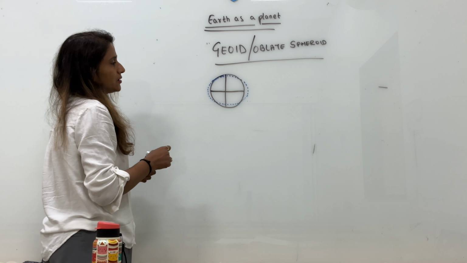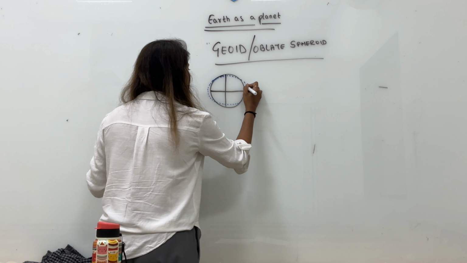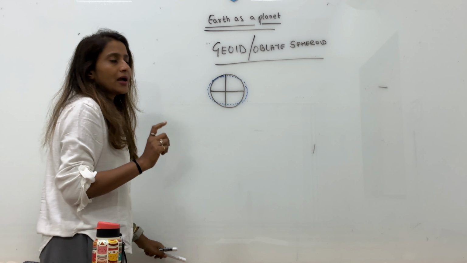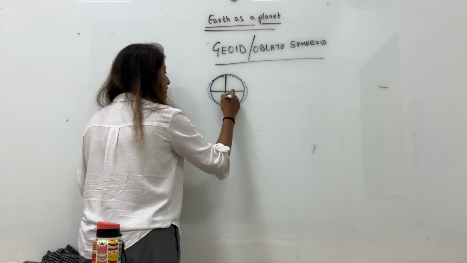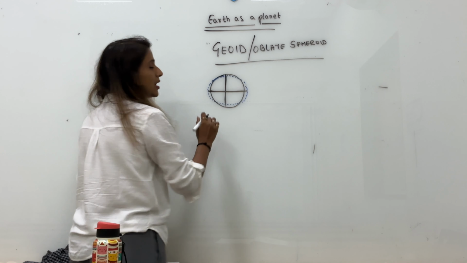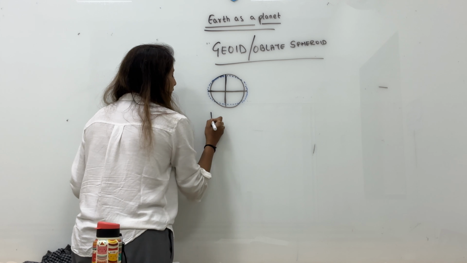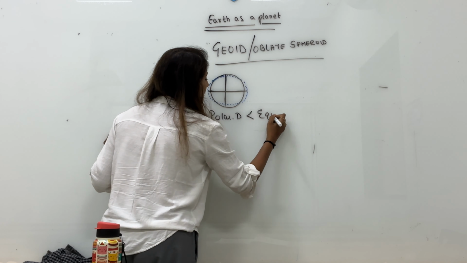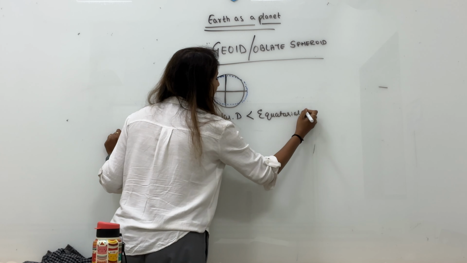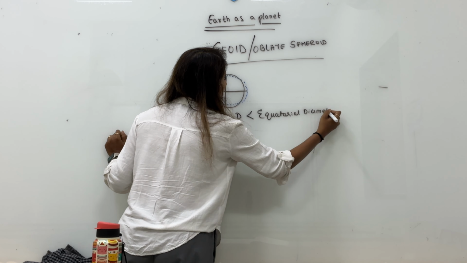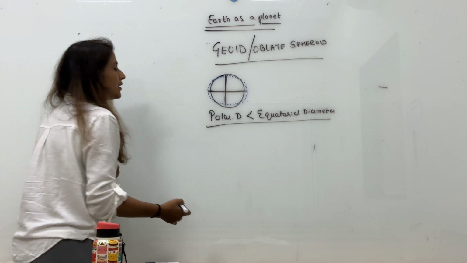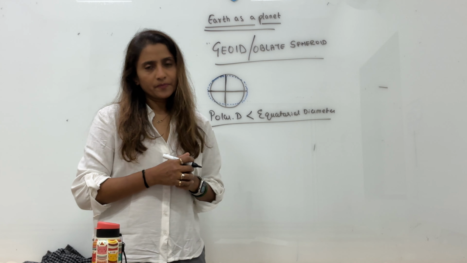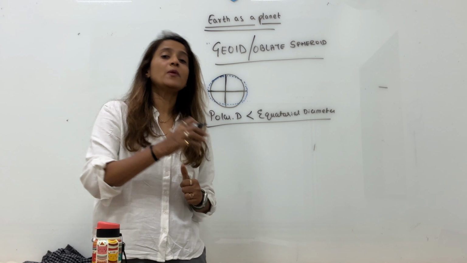This was the shape of the earth noticed. That means we discovered that the polar diameter and the equatorial diameter are not the same. In fact, what we noticed was the polar diameter was less than the equatorial diameter. Our polar diameter was found to be less than the equatorial diameter. Equatorial diameter was more. Not too much of a difference was there, but there was a difference.